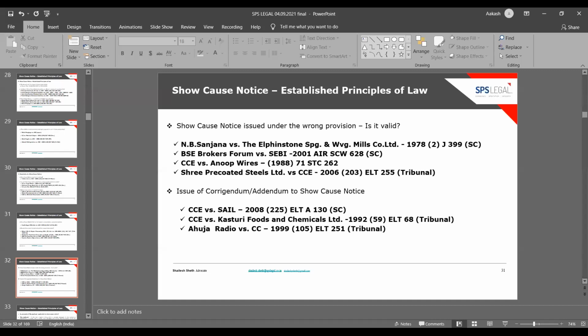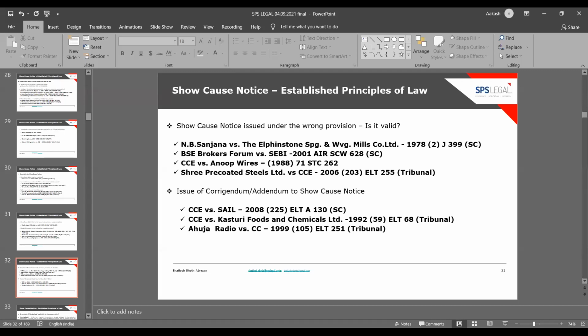In this context, the question sometimes arises whether this corrigendum or addendum shall be treated as a fresh show cause notice, or whether the limitation period should be computed from the date of the original notice or from the date of the corrigendum. In Steel Authority of India's case, the Supreme Court, on appeal against the tribunal order, where the tribunal had held that a belated corrigendum issued to the show cause notice for enlarging the scope of the first notice was bad in law. Similarly, if the corrigendum is merely to rectify some technical or minor errors, it will not be treated as a fresh notice.